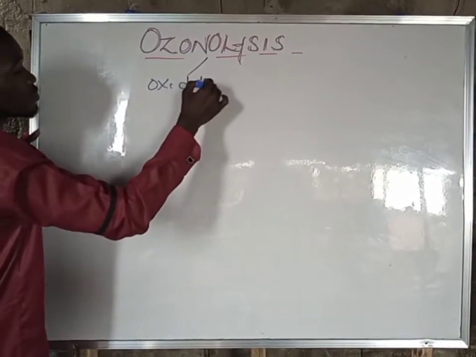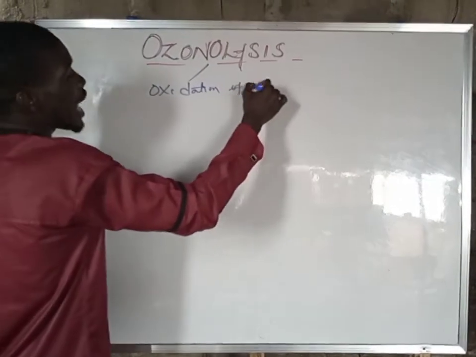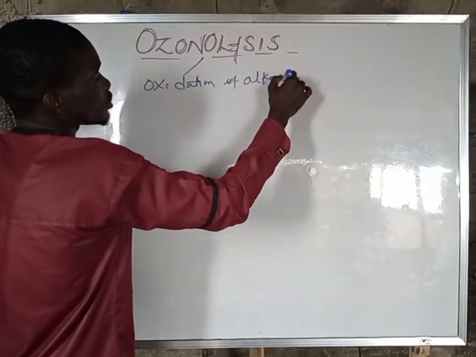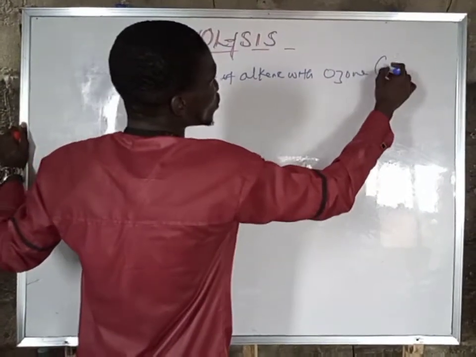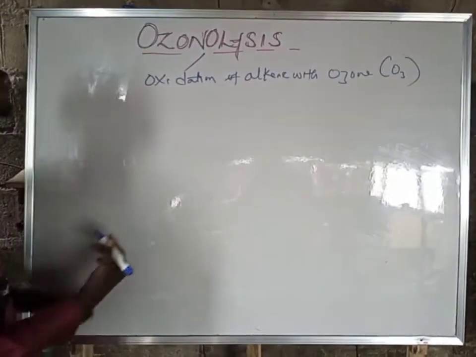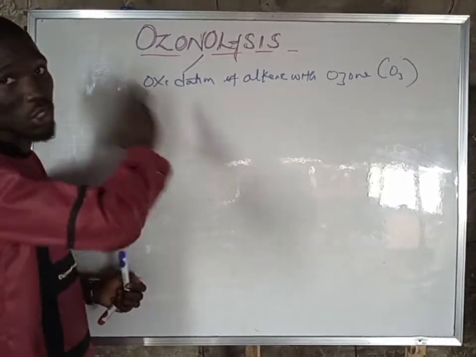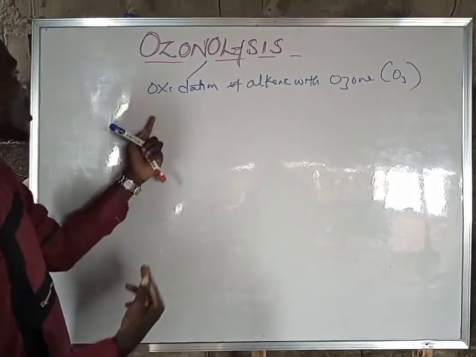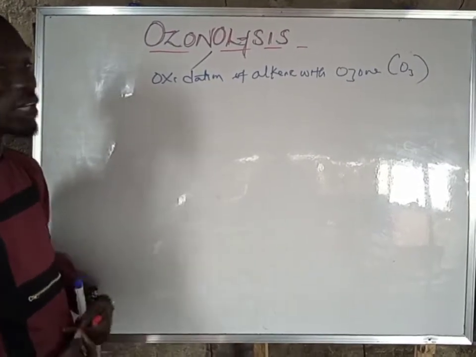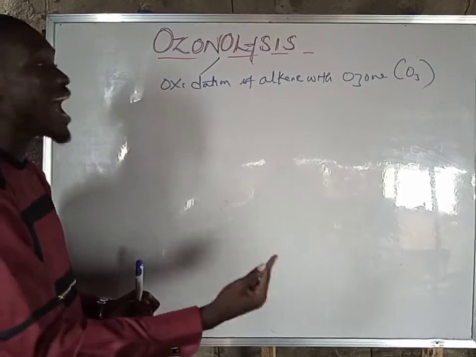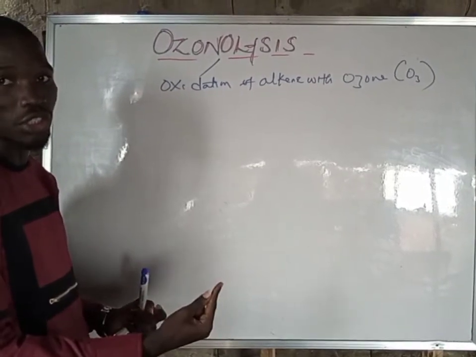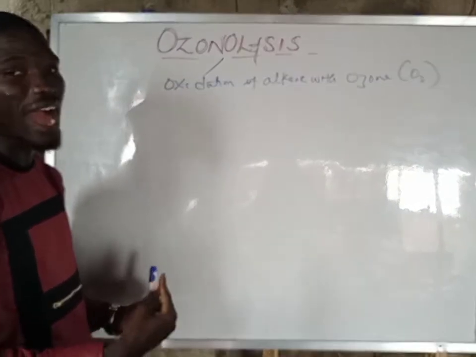Oxidation of alkene with ozone. So now, when we want to give the definition of ozonolysis, we can say ozonolysis is the oxidation of alkene with ozone, which reacts with an initial formation that is very reactive.